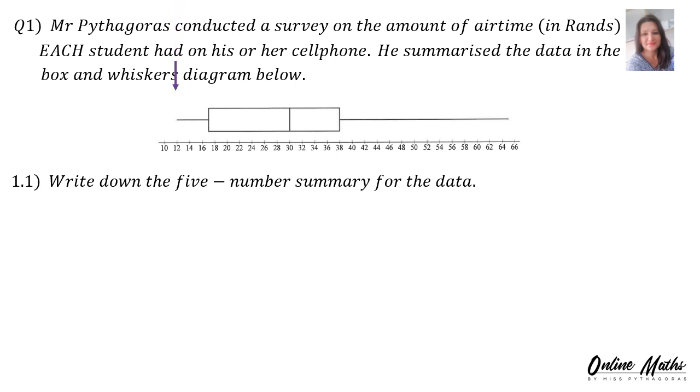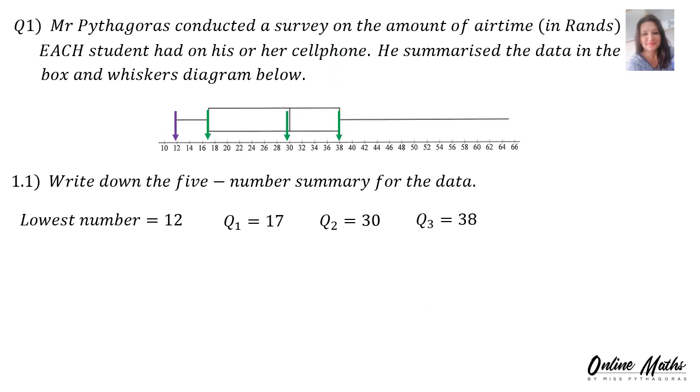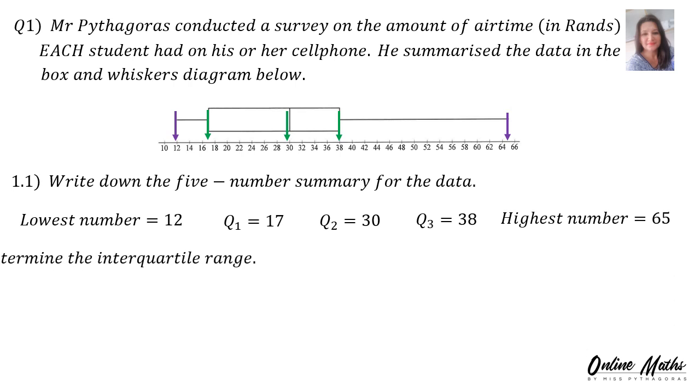Now, that is, we start with the lowest number, which is 12. Q1 is 17, Q2, the median, is 30, Q3 is 38, and the highest value or number is 65.